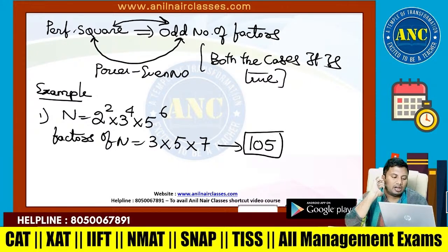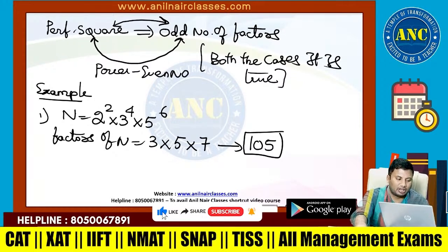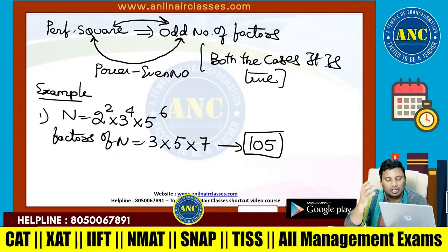Factor is an odd number. If the number of factors is odd, the powers will be even numbers: 2, 4, 6 are even numbers. If the powers are even numbers, then the number is a perfect square. Factors for n is 3, 5, 7. Why did we get 3? 0 to 2, 0 to 4, 0 to 6.